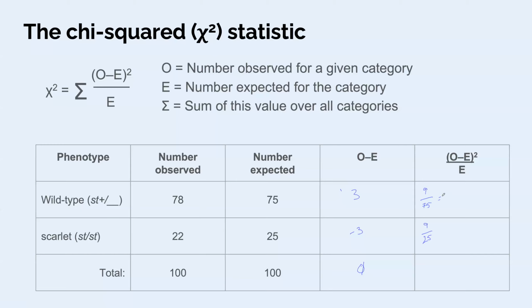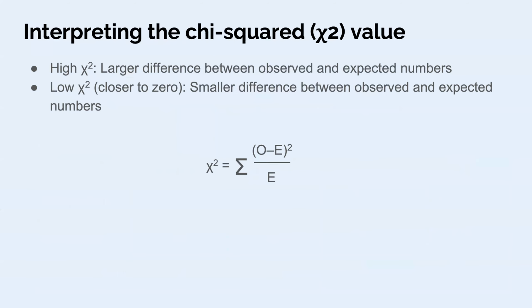So let me get my calculator out here. 9 over 75 is 0.12. And 9 over 25 is 0.36. So the sum of these two numbers gets us 0.48. So that's our chi-squared value. That's the summary value for this chi-squared test. We're going to use that to evaluate what it means moving forward. So 0.48 is our chi-squared value.